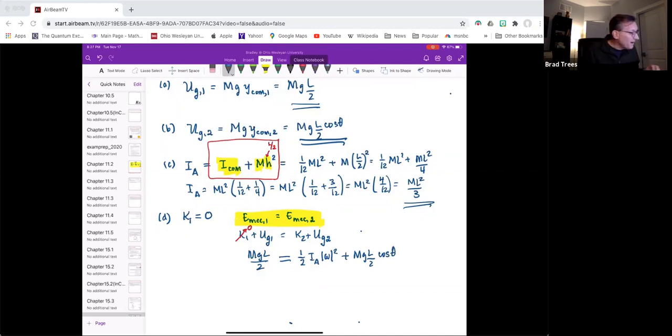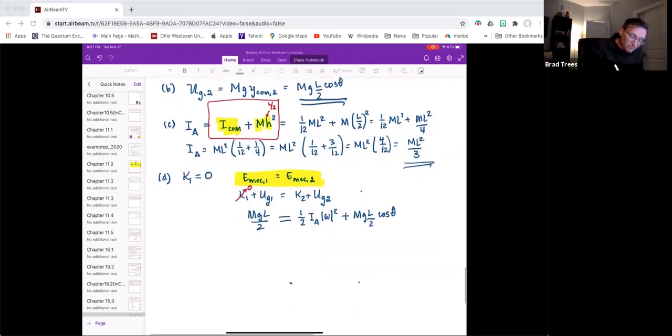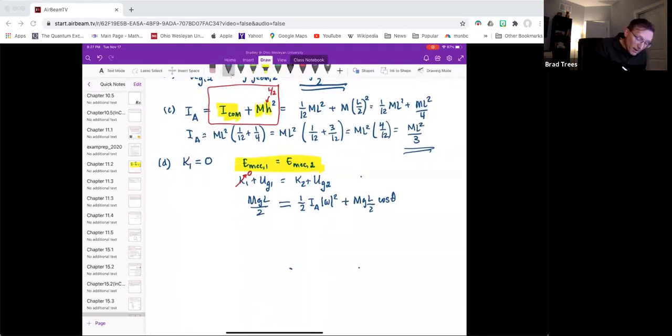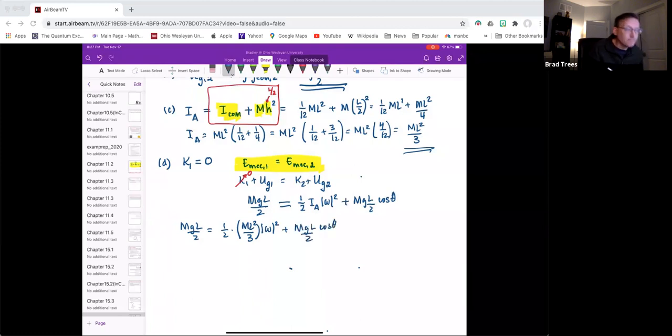Okay, now let's start substituting in things and solve for omega. That's the plan. So let's see what happens. Let me do that. I'll write it over here. mg L over 2 equals 1/2 I sub A. Let's put that in. mL squared over 3 times omega squared plus mg L over 2 cosine theta.